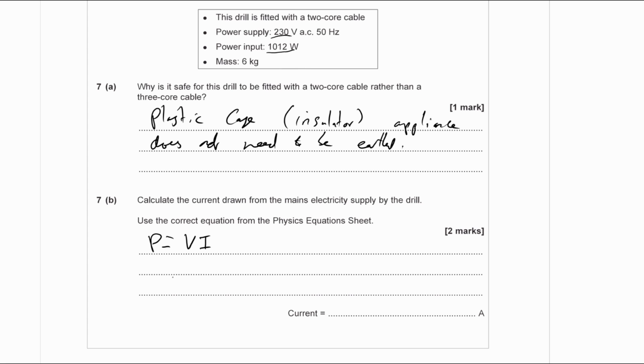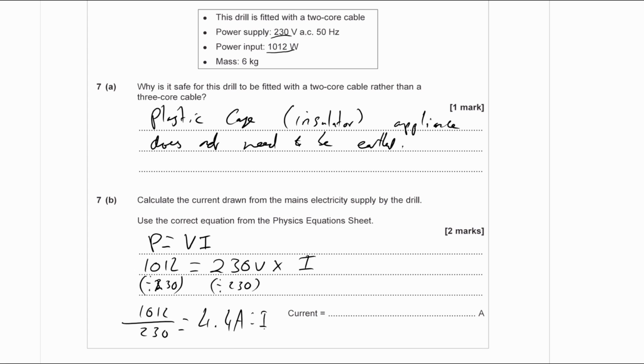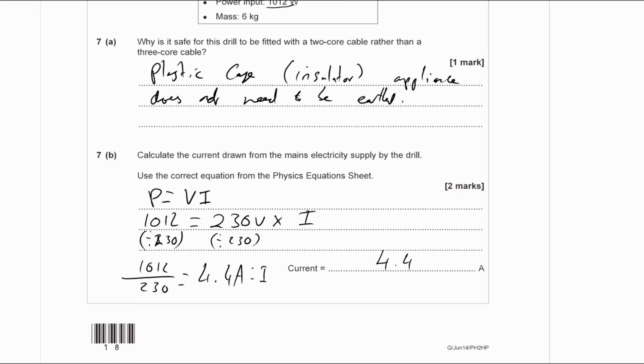The equation which relates those is power is equal to voltage times by current. P equals VI. Right, so power is 1012 watts, and that is equal to our voltage, which is the main supply of 230 volts, times by our current, which is going to be in amps. Now to get current on its own, we're going to divide both sides by 230, because obviously it's current times 230. So the opposite is divide, and we get 1012 over 230 is equal to 4.4, and that is in amps, and that is equal to our current I. So we're given amps in the answer, so all we need to write down is 4.4, and there we go.